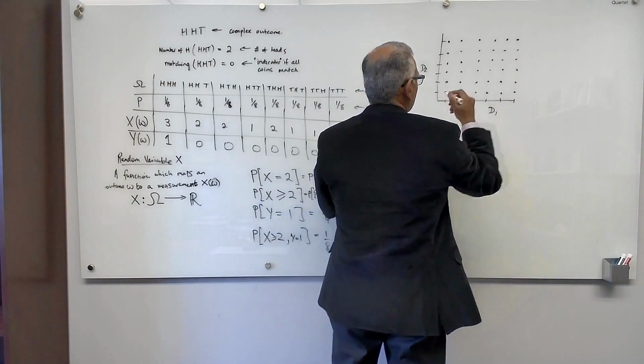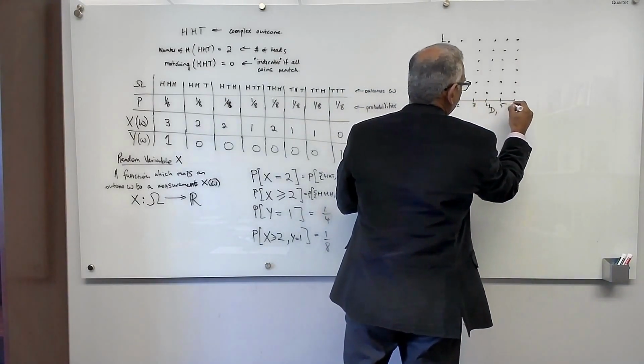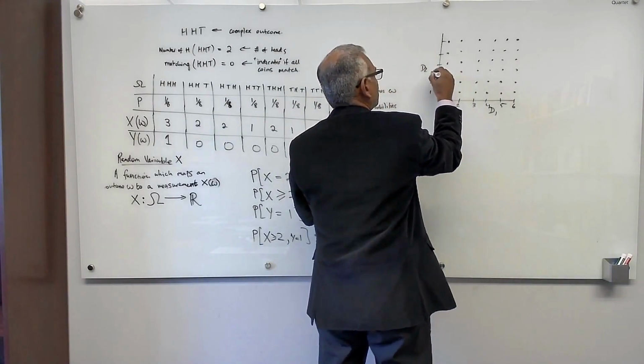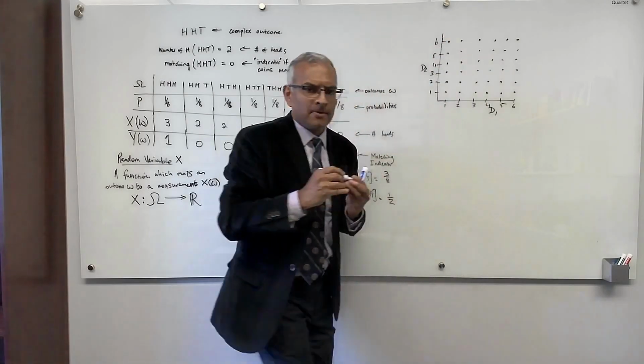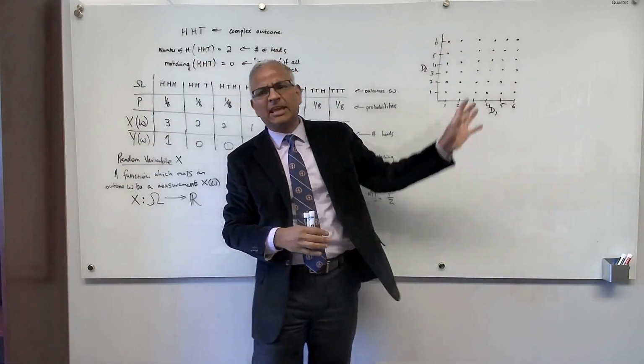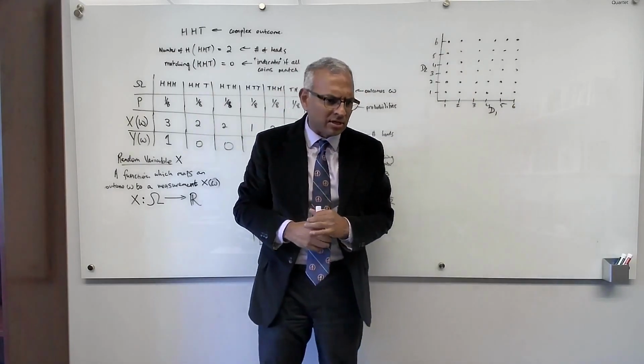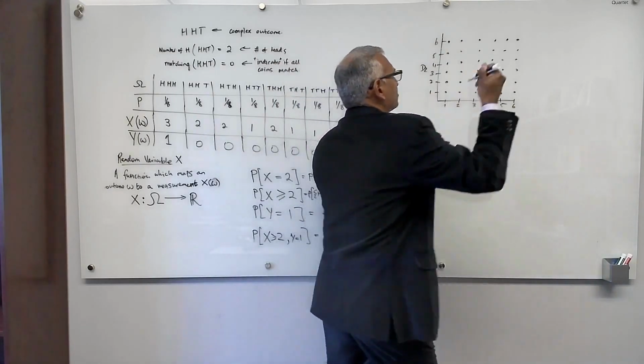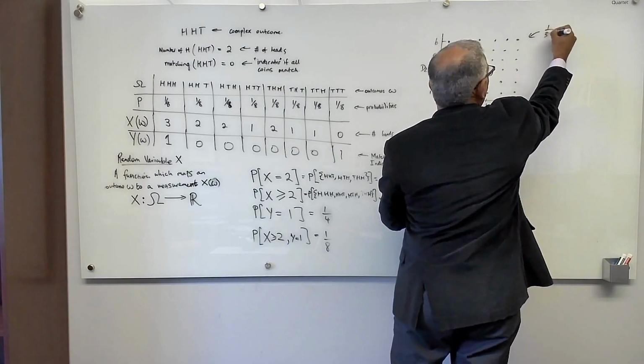This is die 1: 1, 2, 3, 4, 5, 6. And die 2: 1, 2, 3, 4, 5, 6. Okay, and now, yes, complicated. There are 36 possible outcomes, and it's a uniform probability space, so each of these has probability 1 over 36.